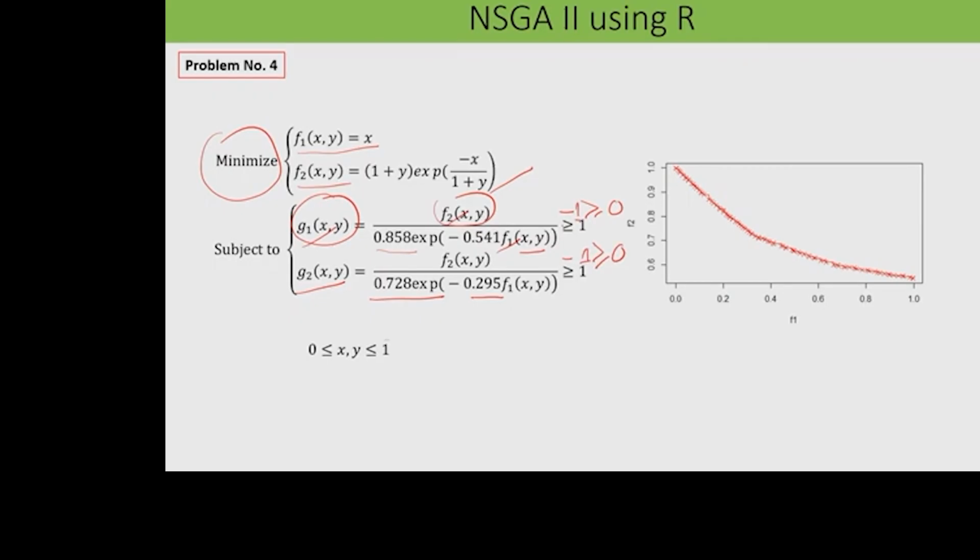Okay. The range for x and y is between 0 and 1, that means the lower limit of x is 0 and the upper limit of x is 1, the lower limit of y is 0 and the upper limit of y is 1. So, if I use NSGA 2, I should get this particular Pareto optimal form.